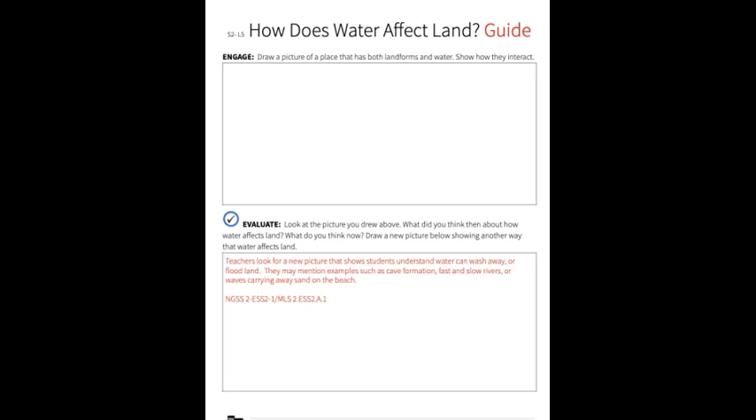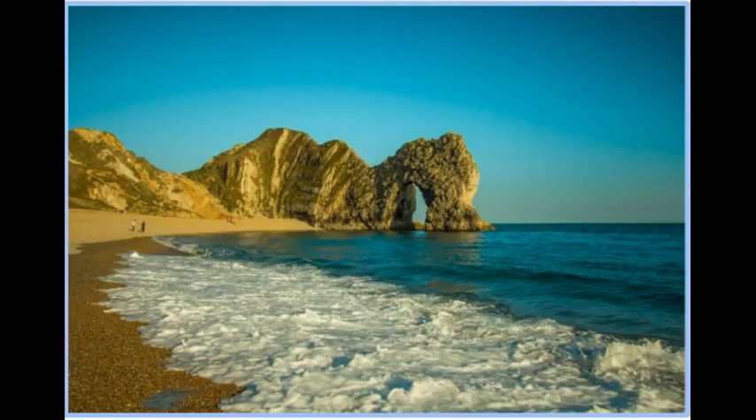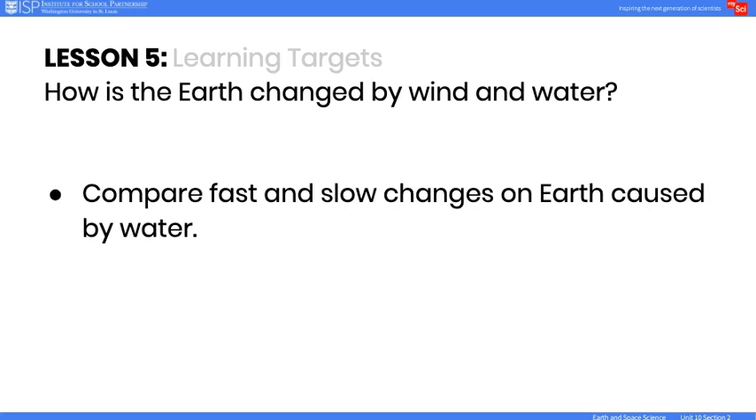End this lesson by asking students to consider the image of the rock arch on the beach. What have we figured out in this lesson that helps us understand this? What new questions do you have about how this landform was created? By the end of this lesson, students will compare fast and slow changes to Earth caused by water.